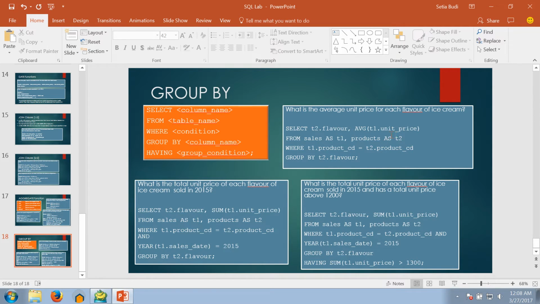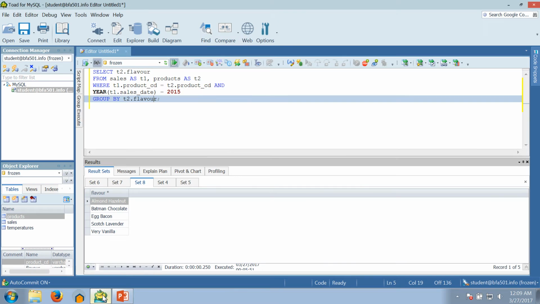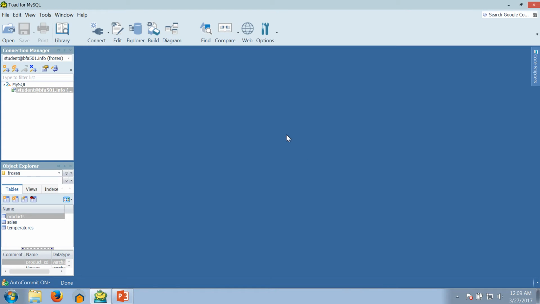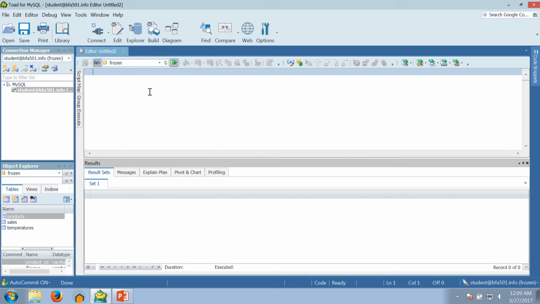I think I can explain better through an example. In this case, there is a case study to answer this question: what is the average unit price for each flavor of ice cream? Let's jump to our tool. Hang on a second, I will refresh and open a new one.